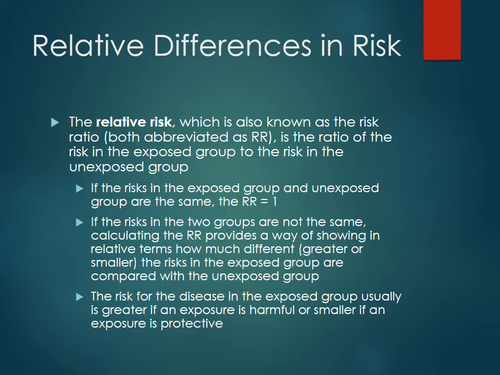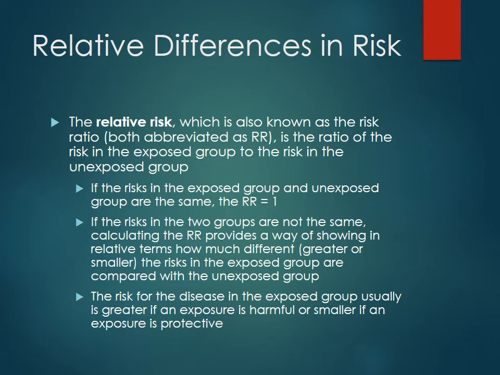If the risk for disease in the exposed group is greater, the exposure is harmful, or it's going to be smaller if the effect is going to be more protective. So if you imagine cigarette smoking, you're looking at people who smoke versus don't smoke, what do you think the relative risk is going to be? Greater than 1 or less than 1 for, say, death? Should be greater than 1, right? Because we know this is going to be a harmful effect. This is a risk factor for death.